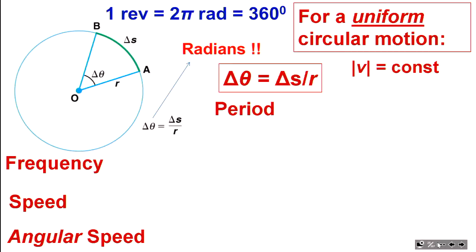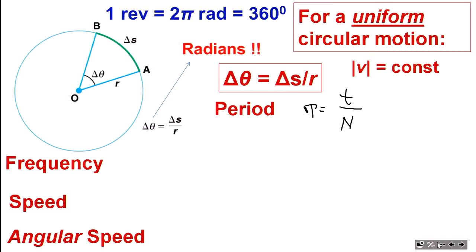So, period. A standard variable is capital T. So how do we calculate the period? Well, we count how many revolutions it makes and how much time it takes to make this number of revolutions. So time over number of revolutions gives the time for one revolution. That's the period.